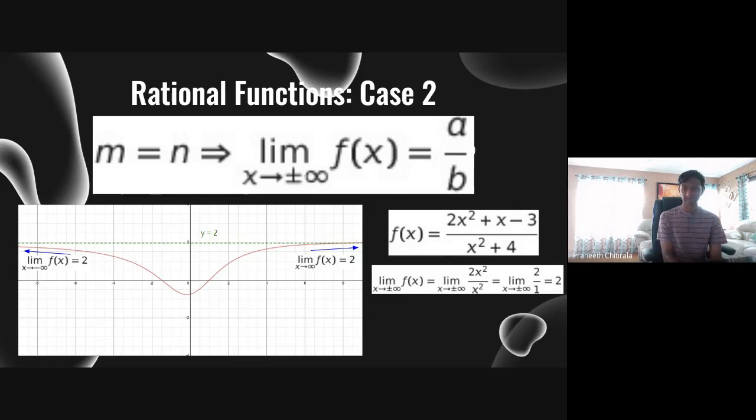And because of that, you can simplify the x squared terms right there. You cancel them out, and then you get the limit as x approaches plus or minus infinity of 2 equals 2. And that's the ratio of the leading coefficients as well.